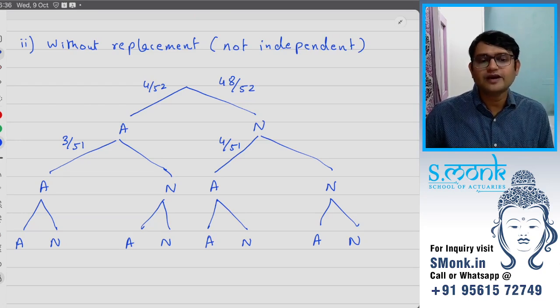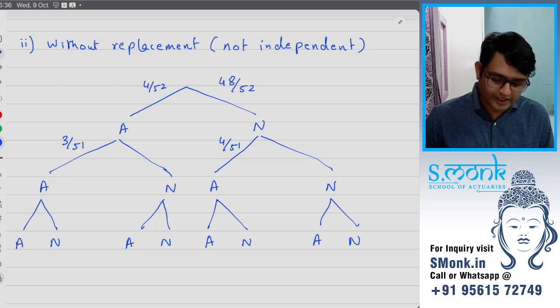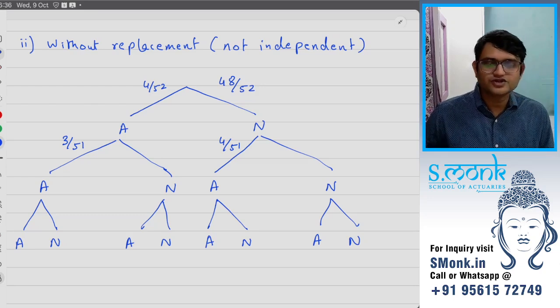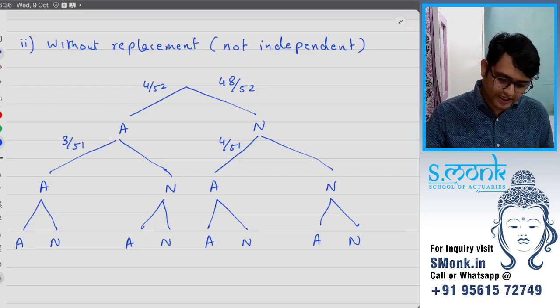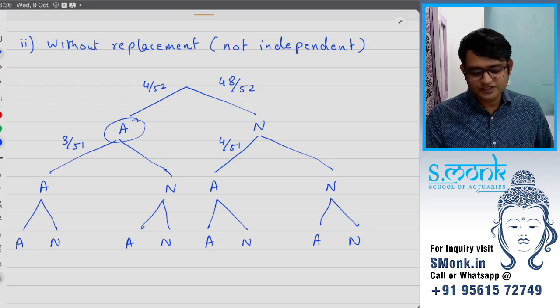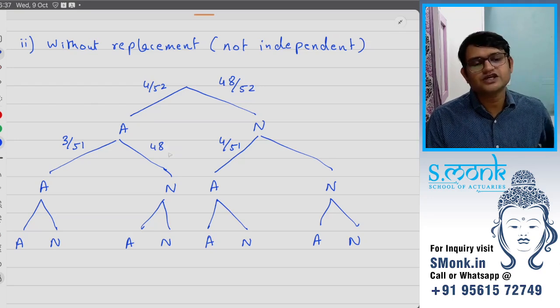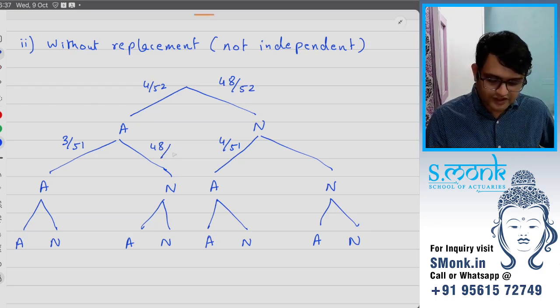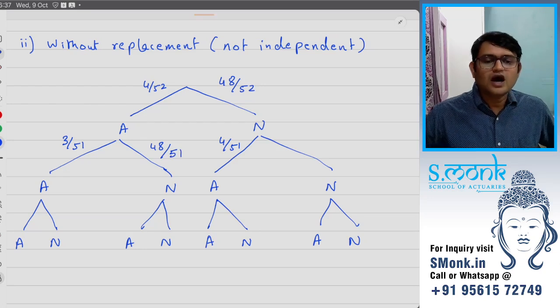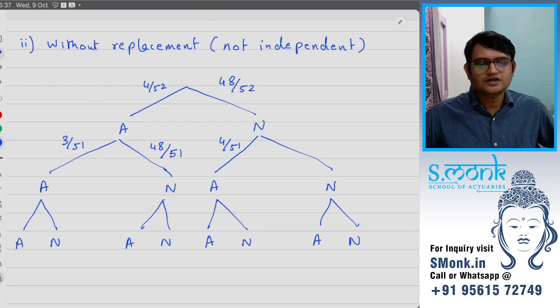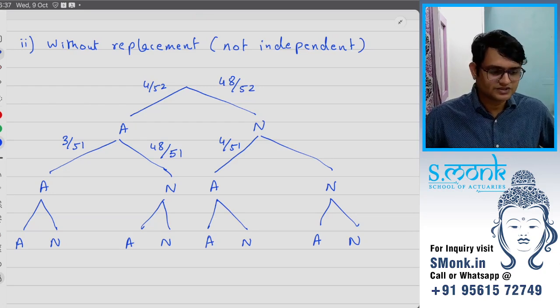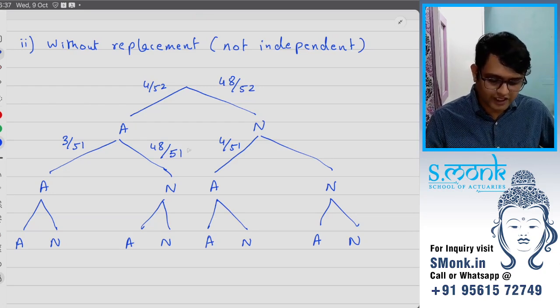So to find the probability when we have not independent cases, we can make this tree diagram. I can figure out the other branches. If I got an ace in the first card, I will have 48 not aces still left in the deck out of 51 cards in the second selection. So I will have 48 by 51 probability of selecting not an ace in the second card.